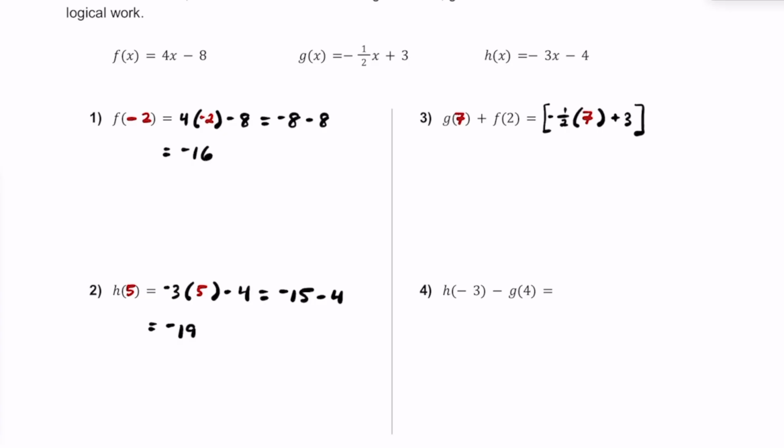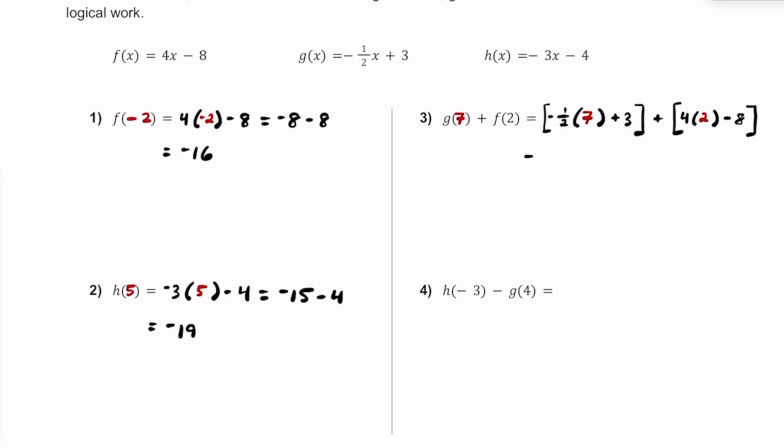And we're going to add on f of 2. So let's write what f of 2 is going to be. We have our f of x function here, and x is going to be 2. So it's going to be 4 multiplied by, we'll put a 2 in for x here, and then take away 8. Make sure you evaluate each of these functions separately and then add those answers together afterwards.